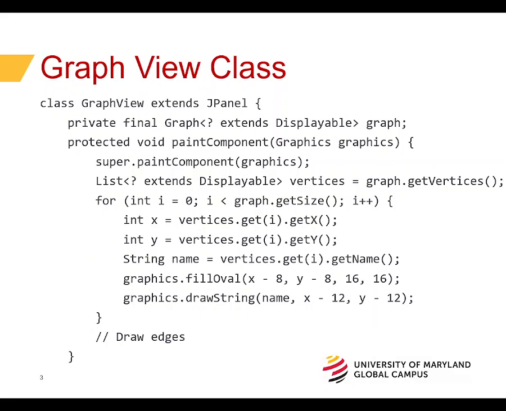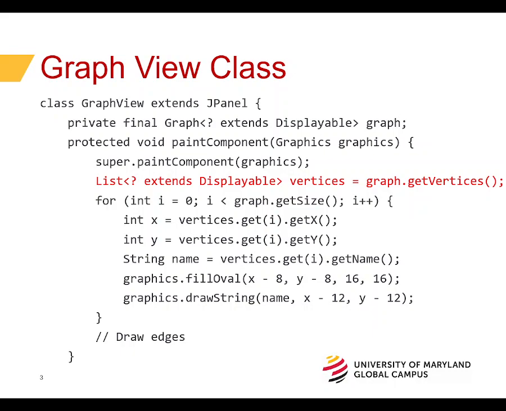In our application, the class that will draw the graph is the GraphView class. As with all drawing classes, it extends the JPanel class. It will have one instance variable, which is the graph itself, which will be supplied by the constructor, which we have omitted. Note that the type of the graph is constrained by using an upper bounded wildcard, which means the vertex type is a type that implements Displayable. Overriding the paintComponent method is always what is needed to do the actual drawing.